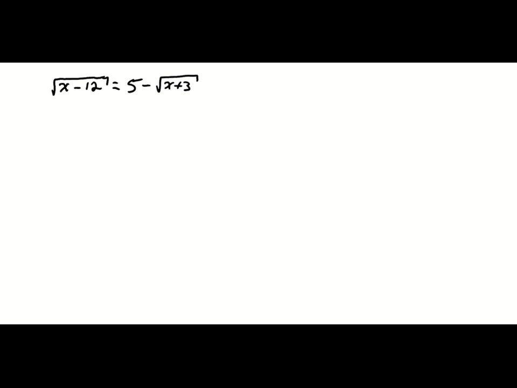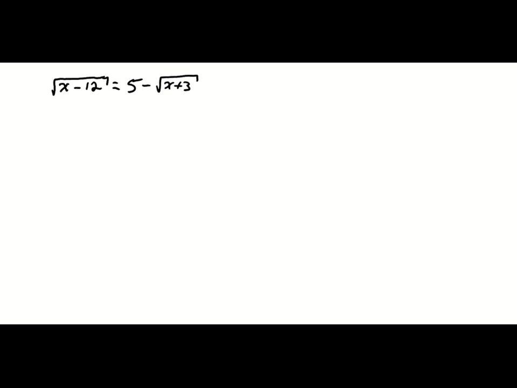We're going to solve a radical equation. The square root of x minus 12 equals 5 minus the square root of x plus 3. When solving a radical equation, first we need to get one of the square roots by itself. Here that is done for us.